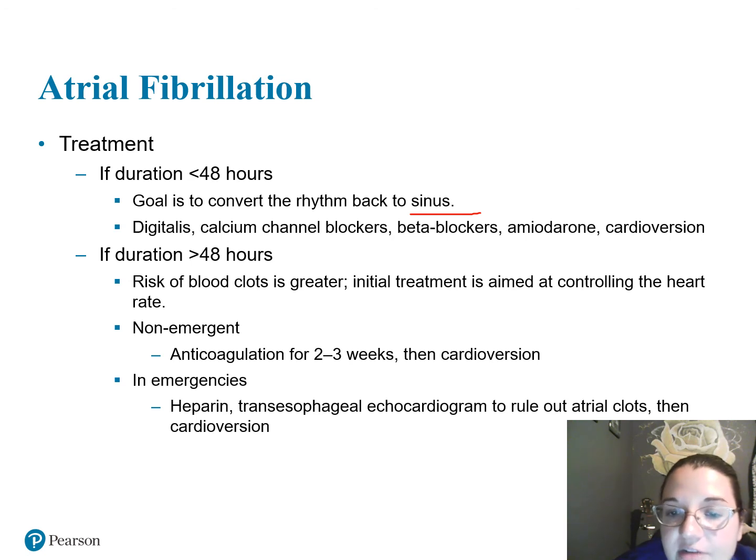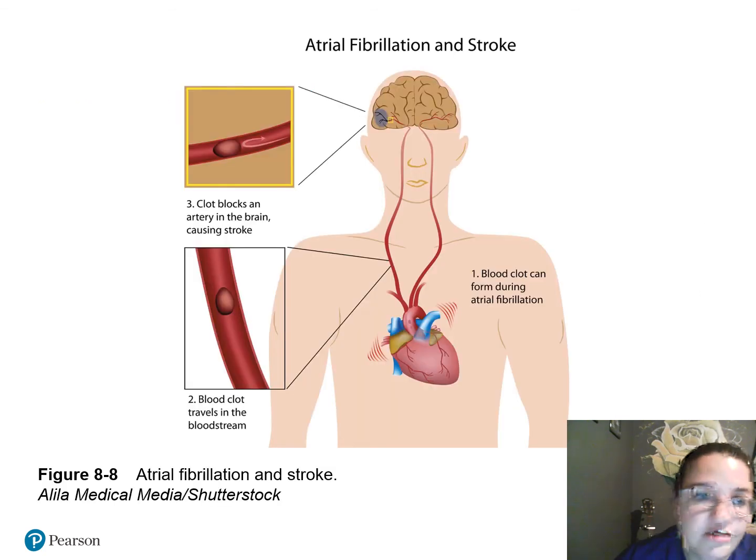The initial treatment is aimed to control the heart rate because we don't want them going into an MI. And for non-emergent cases, we're going to give them anticoagulation, usually through an IV, and it's going to thin the blood to try to loosen up those blood clots and prevent them from happening. And then we're going to cardiovert, which is your shock. In emergencies, heparin is given, a transesophageal echocardiogram is done to rule out atrial clots, and then cardioversion will occur.